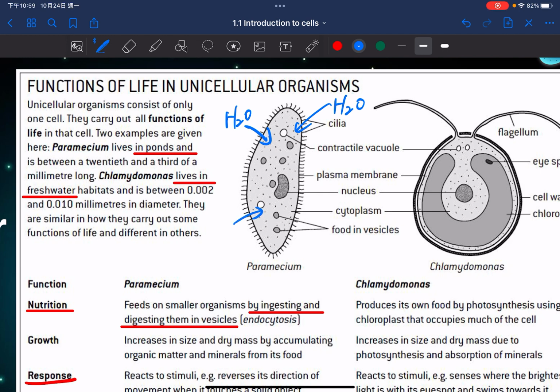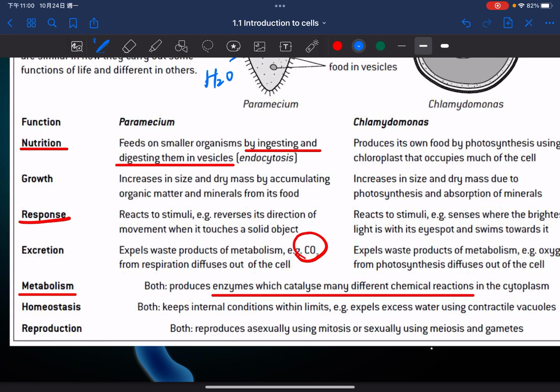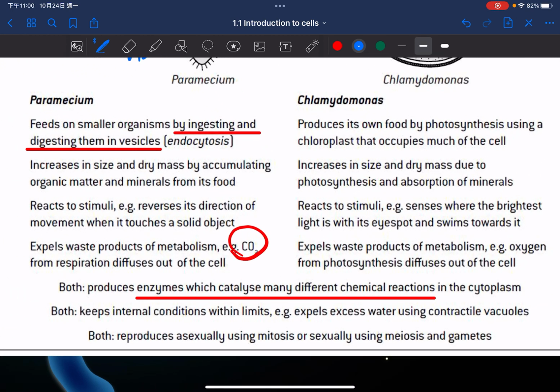And you have to know the left one, the paramecium, it doesn't have any cell wall, so too much water will break the cell down. So that means the paramecium will die just because too much water gets into its cell. So let's see homeostasis: they have to keep internal conditions within limits.